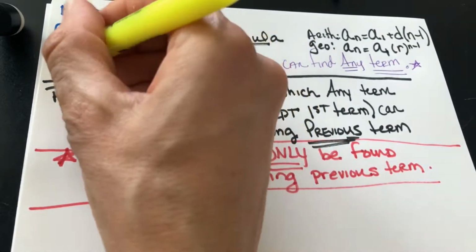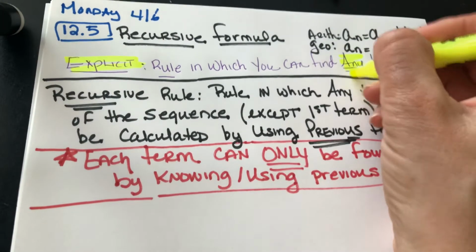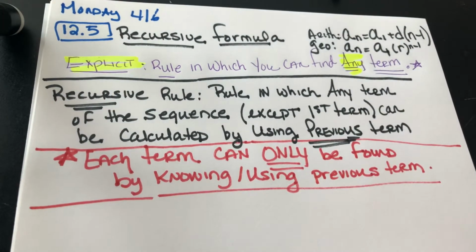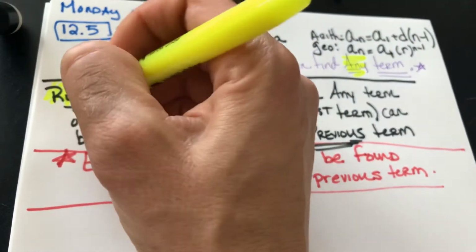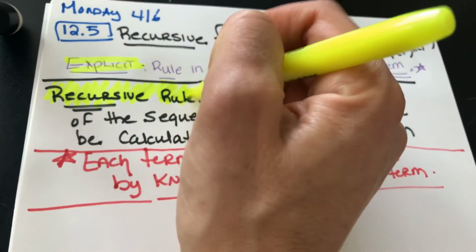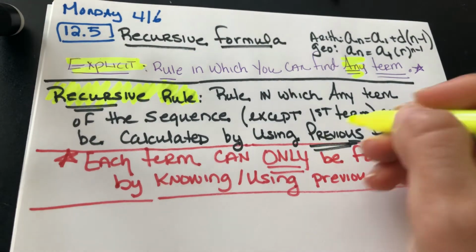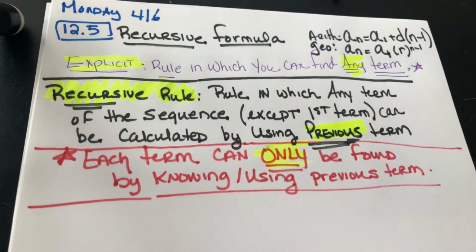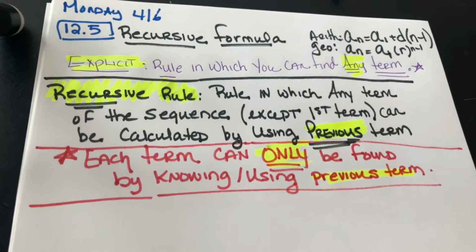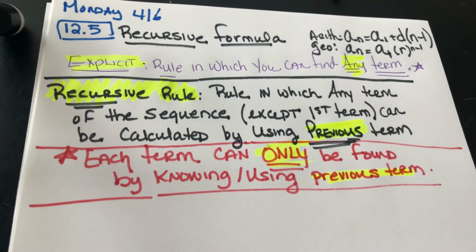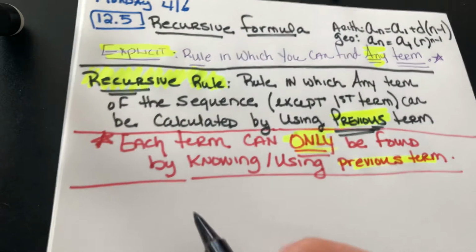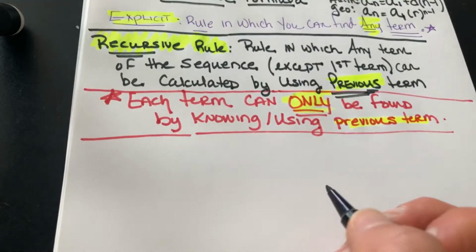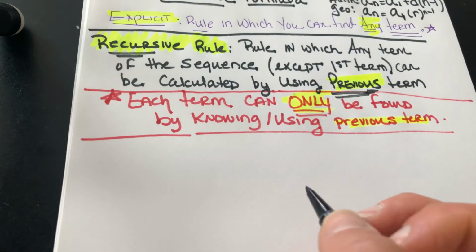Again, explicit, you can find any term you want right off the bat. You just substitute it in. Recursive, the only way you guys can find the 10th term of a recursive is if you knew the 9th term. And the only way if you knew the 9th term is if you knew the 8th term and the 7th term, the 6th term, the 5th term, and so forth. So it's definitely a huge difference. There's a little thing with the recursive formula that has to be found or has to be told or known.